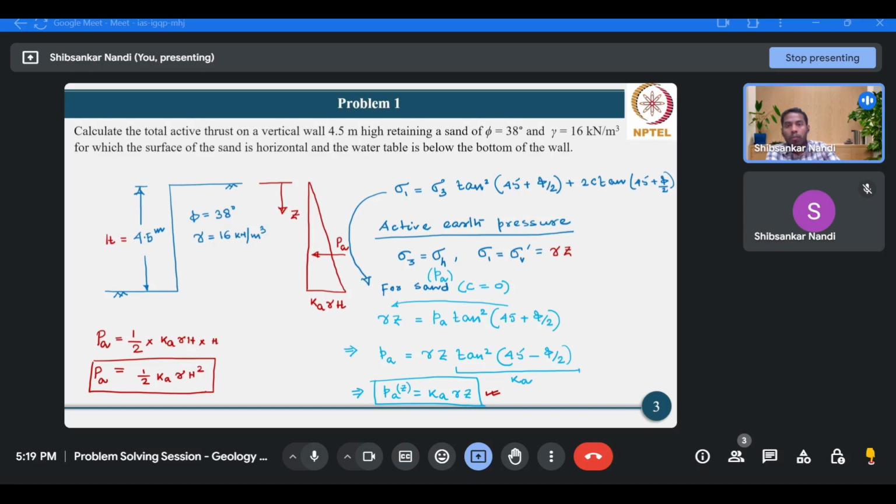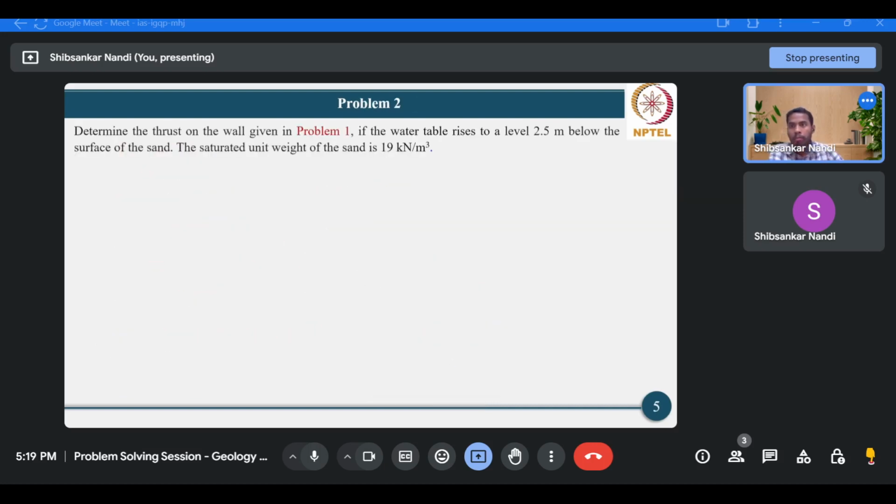Okay, so if it is okay, then we can take the next problem. Next problem is a slight modification of this problem only. So in the next problem, we have to determine again the active thrust on the wall, which is given in problem 1. However, in this case, the water table rises to a level 2.5 meters below the surface of the sand, and we have to consider the saturated unit weight of the sand as 19 kilonewton per meter cube.